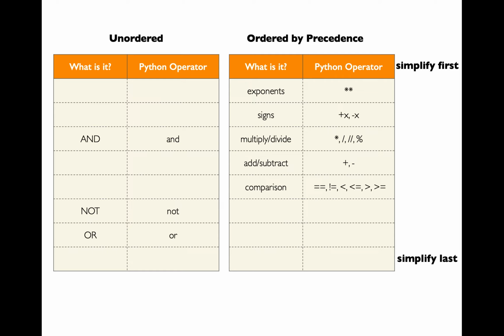Within the Boolean logic operators, not has the highest precedence. Once again, that's not very intuitive. Following not, you have and, and finally you have the or operator.